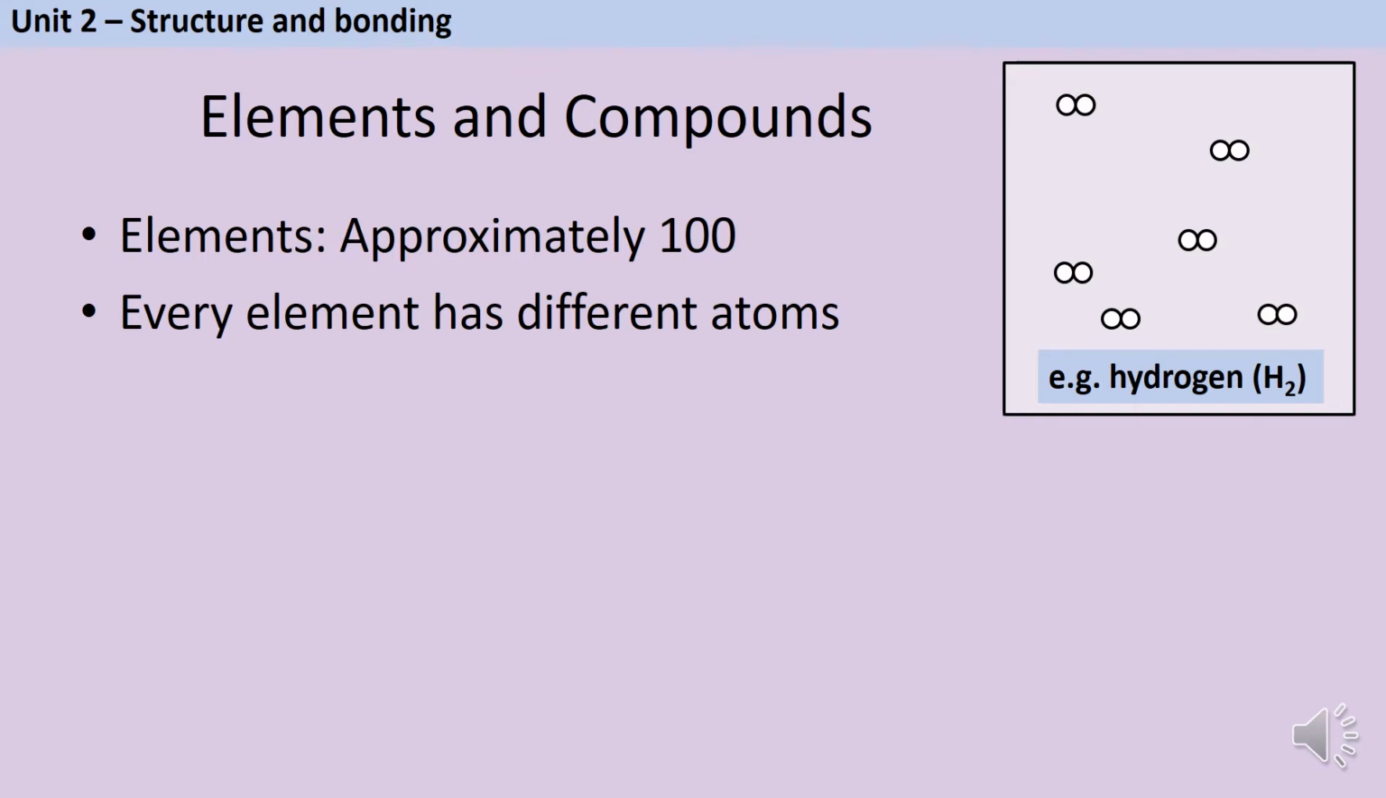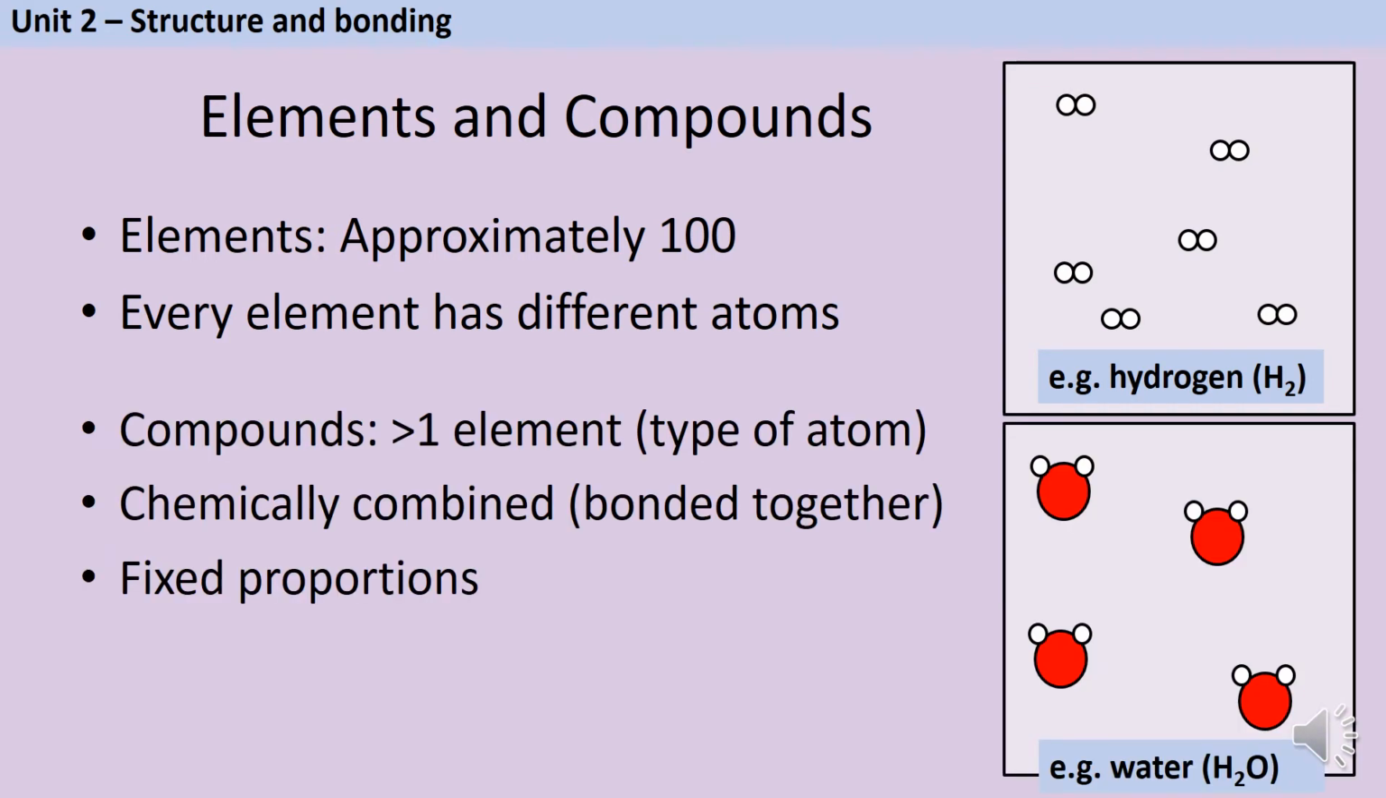If we compare that to compounds, compounds are substances made from more than one element, so they contain more than one type of atom. And here this is represented by circles of a different colour and a different size. These atoms need to be chemically combined, or we might call it bonded together, in fixed proportions. So in this picture of water here, there is always one oxygen atom for 2 hydrogen atoms, and we can show that using a chemical formula like H2O.